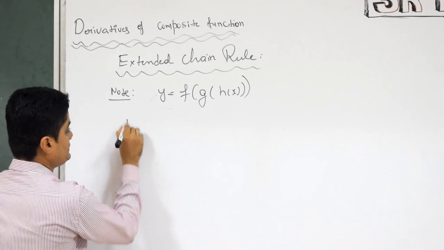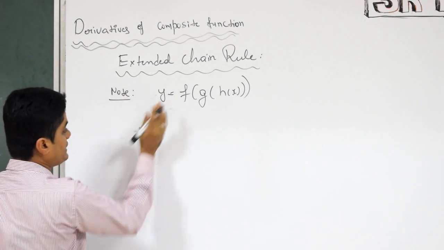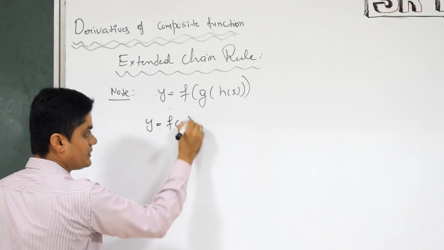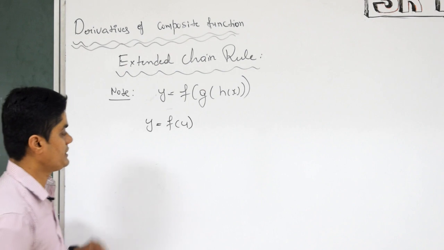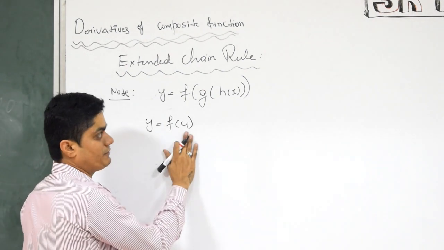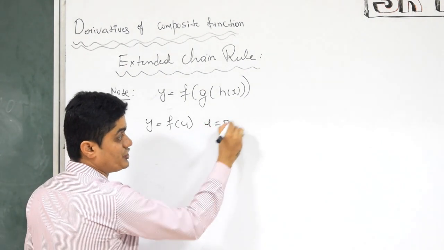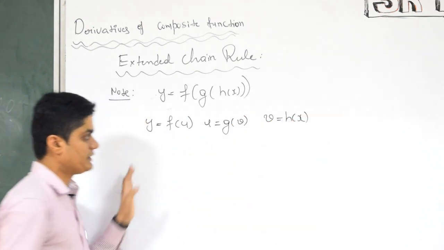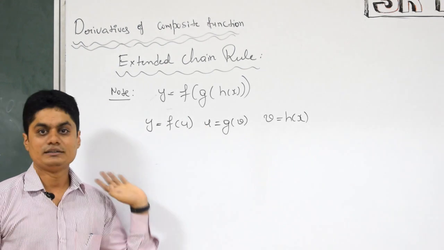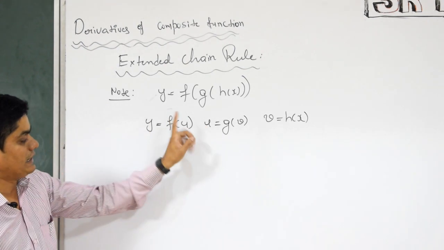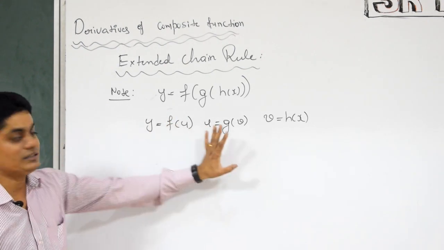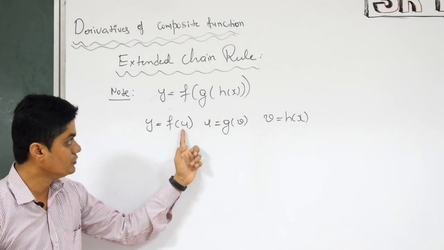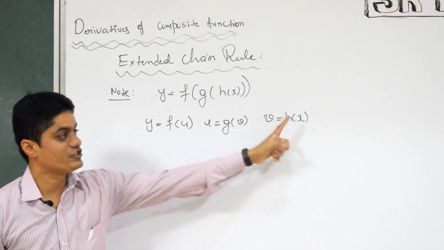Okay, the rule is dy by dx, let me write one step, better for you. y is equal to f of u, u is equal to g of v, v is equal to h of x. This is not compulsory, but if you are a beginner for chain rule, better to practice like this. Identify which are the three functions combined. Here f of u, g of v, h of x.